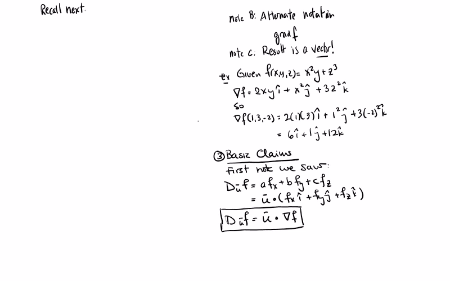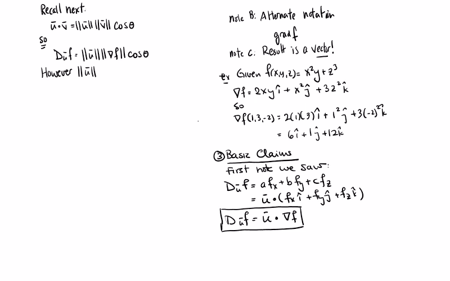So the fact about the dot product was that u dot v, just in general, was the magnitude of u times the magnitude of v times the cosine of the angle between them. All right, so that says that the directional derivative is the magnitude of u times the magnitude of the gradient times the cosine of the angle between them. Now, u is a unit vector.